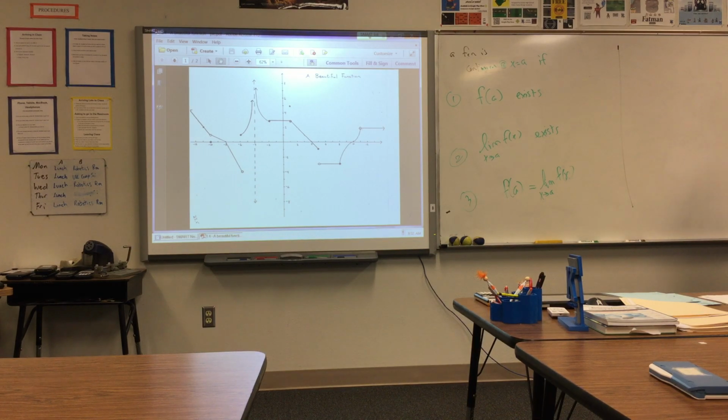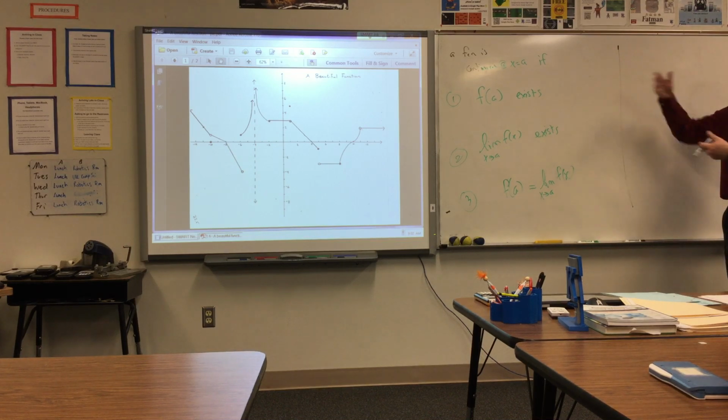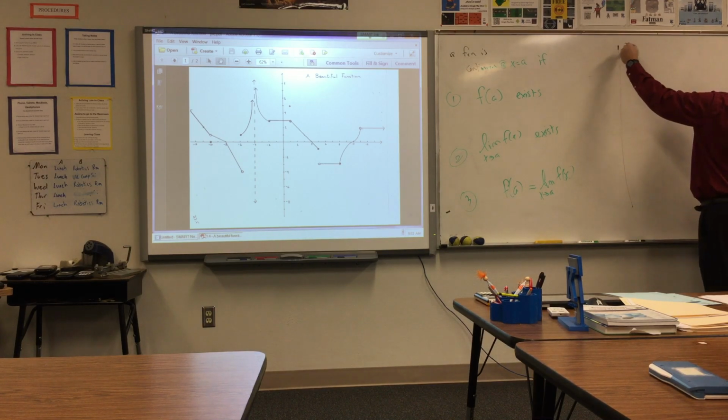So there's three of those situations. Now, don't confuse these three with the other three. And those are the three situations in which a limit doesn't exist.